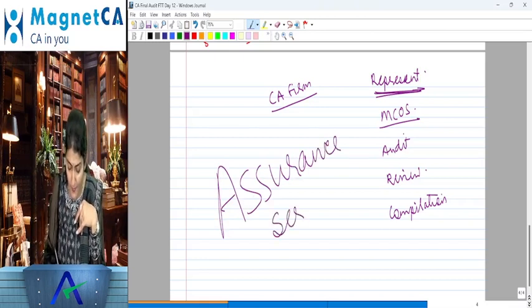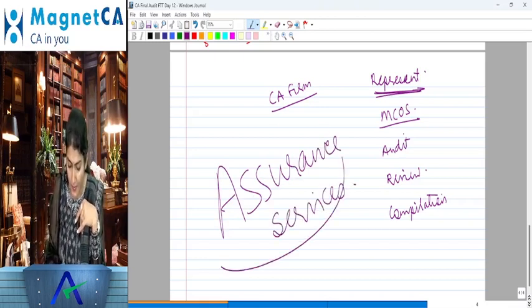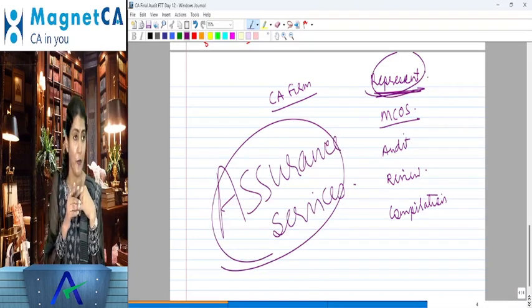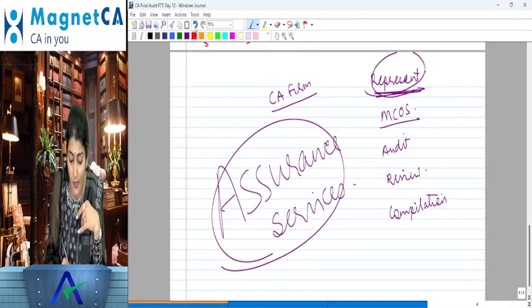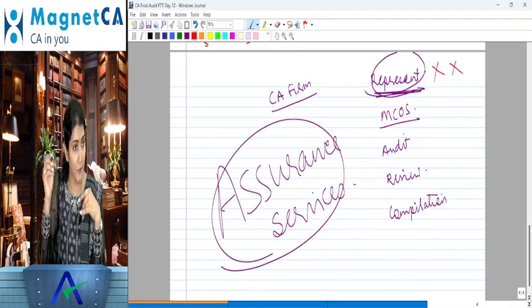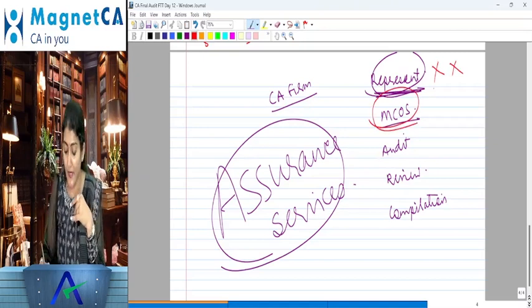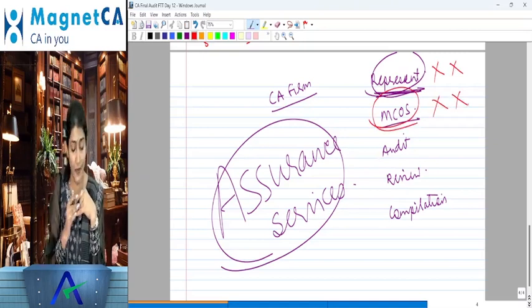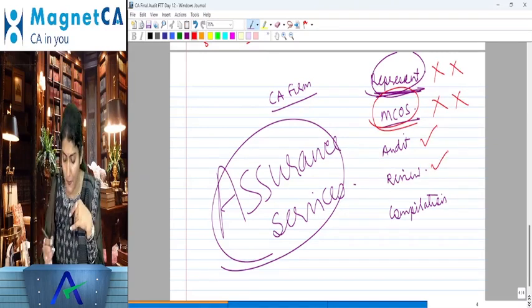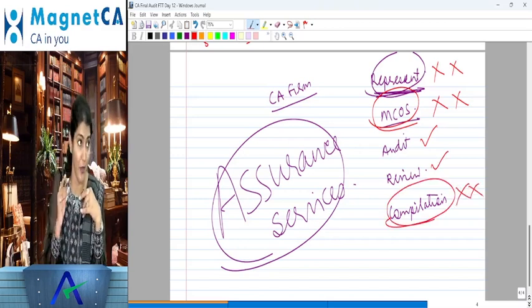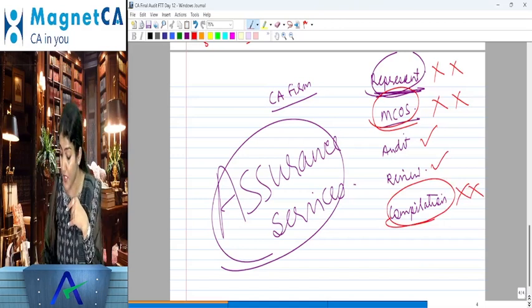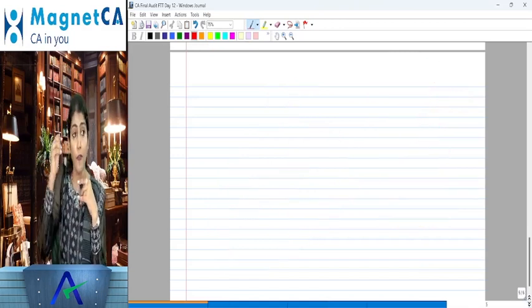assurance services. So say during the 3 years, I did any representation before the tax authorities. Will that be covered in the scope of peer review? No. I did some management consultancy services. Will that be covered? No. Audit review, will it be covered? Yes. Compilation engagements, will it be covered? No. So we have the areas which are excluded from the scope of peer review.